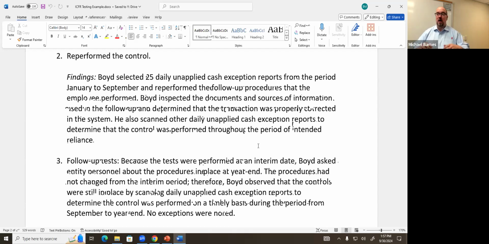And I'm actually going to do some observations. I'm going to scan the unapplied cash report and see that it's still operating the same way. So what is this test right here? This is basically just a follow-up test at year end to say, what I did before, is it still consistent at year end? If the answer is yes, he's pretty happy that controls have operated the same way throughout the year. So that's basically what that third step is talking about. And we'll allude to that third step here in just a second. All right, moving forward.